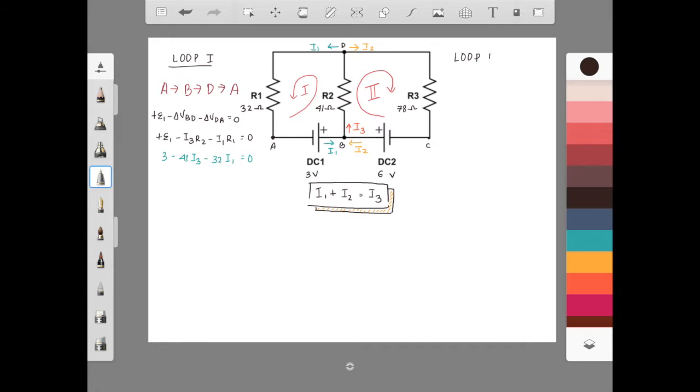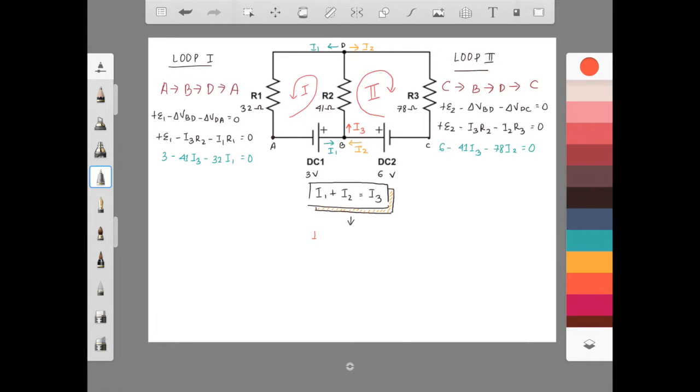Next, let's look at loop 2. The journey is made from point C, B, D, and C. Since from point C to B the current flows through the power supply, a potential rise occurs and the E is positive. Next, it flows through resistors R2 and R3, which makes the delta V of BD and DC negative, because a potential drop occurs. This equation is equal to 0. Delta V is once again I times R, and substitute the values of E and R to the equation. And now we have the third equation, with a total of 3 equations with 3 variables.